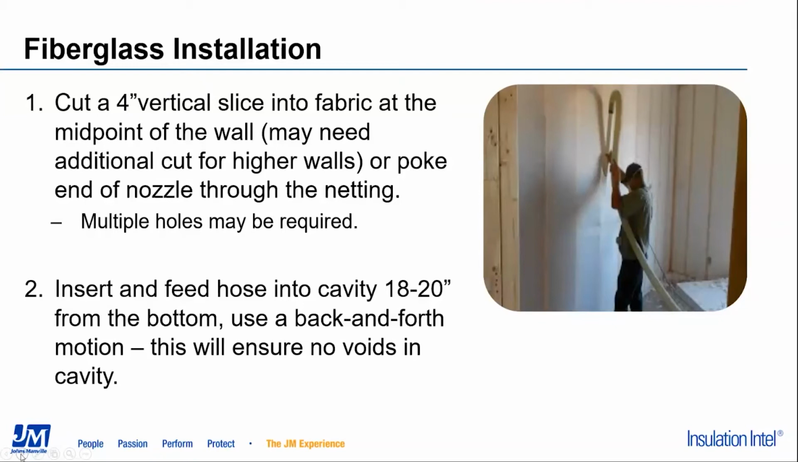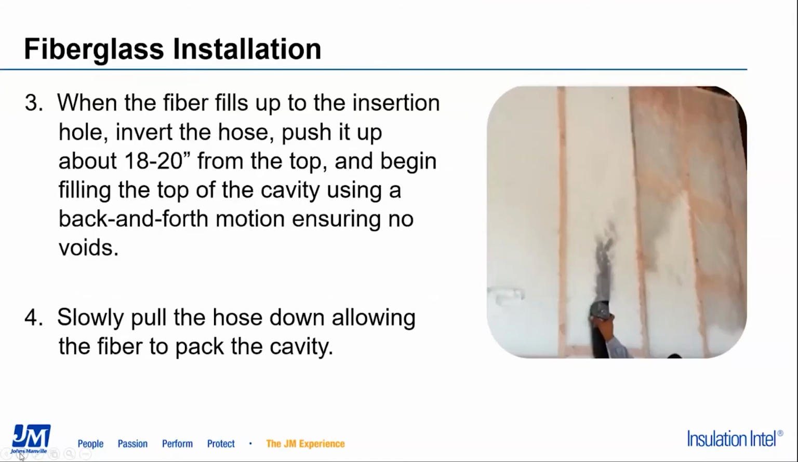Slowly pull the hose back as you fill the material and it starts to push against the hose. When the fiber fills to the insertion hole, invert the hose and push it up in the cavity until you're approximately 18 to 20 inches from the top. Again, use a back and forth motion to distribute the fiber evenly. Slowly back the hose down as you fill the material and it starts to push against the hose. Once you have reached the insertion hole, turn the switch off and move to the next cavity.